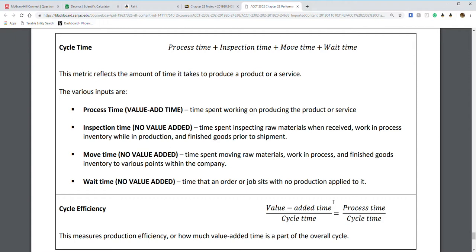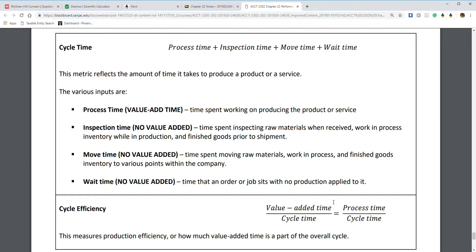Inspection time, no value is added because it's just a cost to us. So again, this is time spent inspecting the raw materials, work in process, finished goods, whenever they've got to make sure everything's correct. Move time, no value added, again, more cost. And this is time related to moving the materials, work in process, finished goods, and so forth. And then wait time. How long does it sit? If it's sitting there for a long time, that's not good. So we have 4 key areas, and we're going to add those all up together, and that's going to create our cycle time.